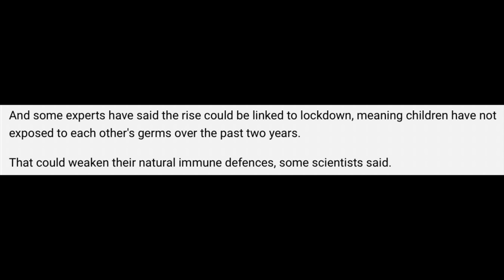And some experts have said the rise could be linked to lockdown, meaning children have not been exposed to each other's germs over the past 2 years. That could weaken their natural immune defenses, some scientists said.